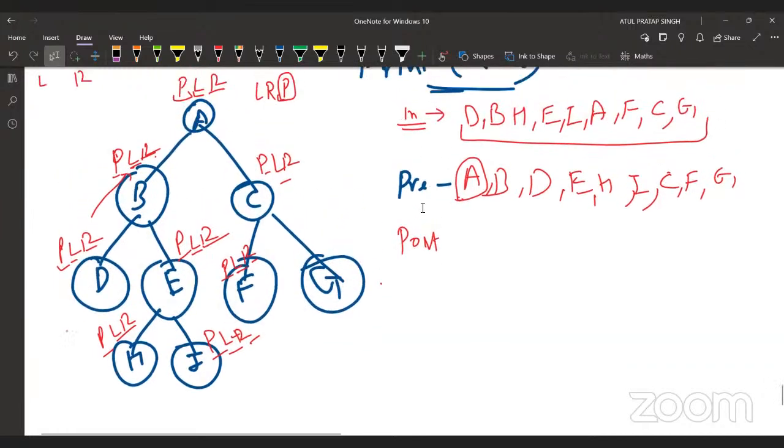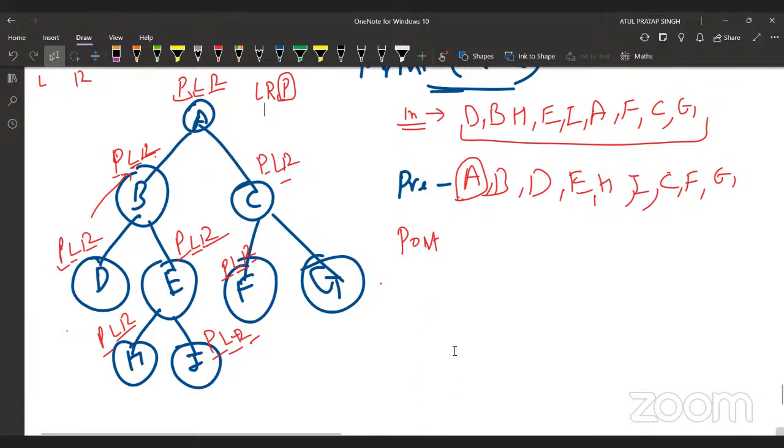So there are lots of questions possible on in-order, pre-order, and post-order, but those are not in the syllabus. Because of that, this part is not in the details of the big 6.